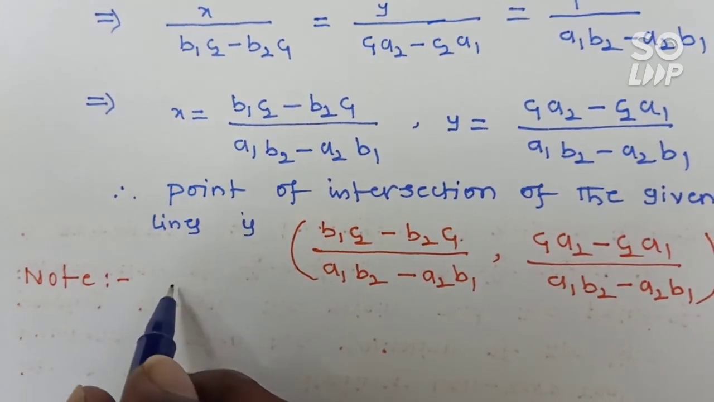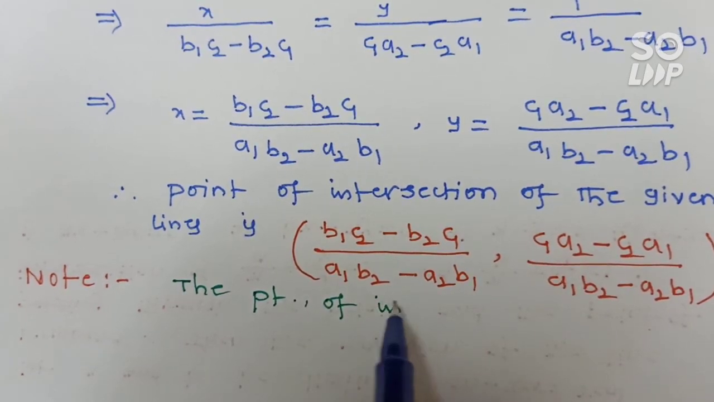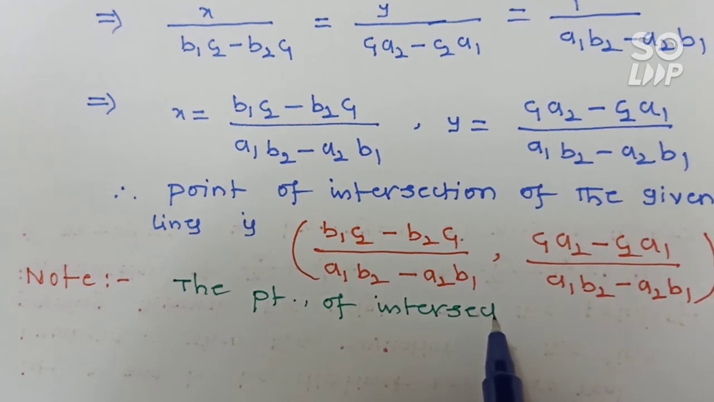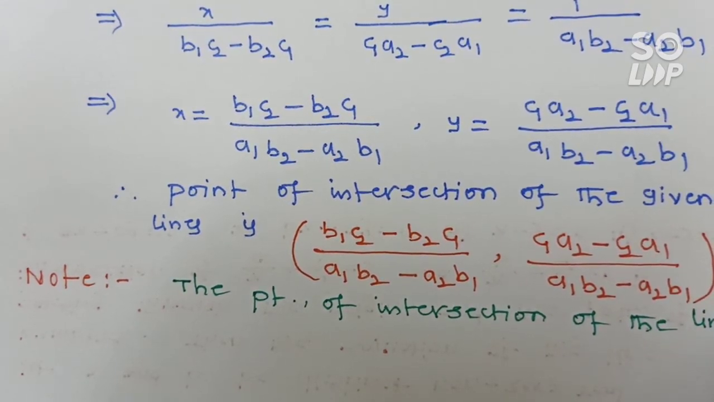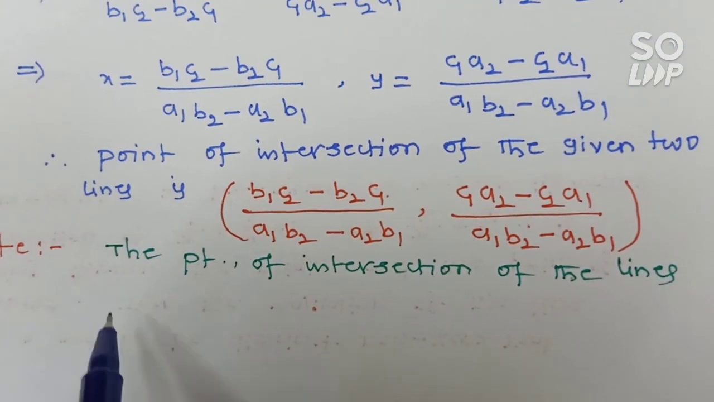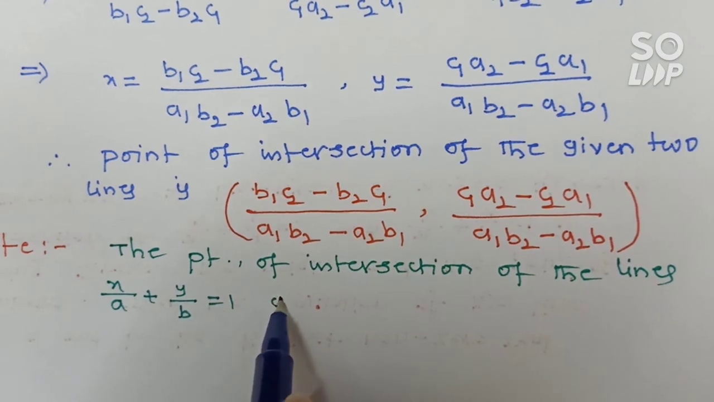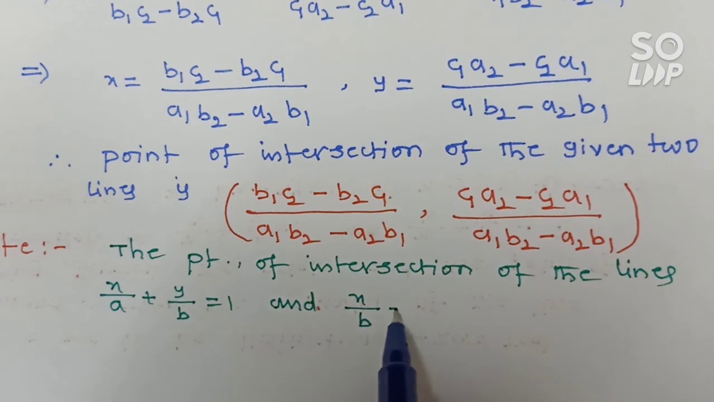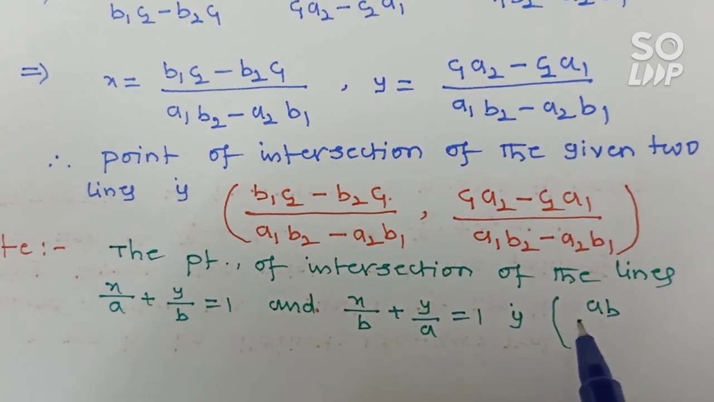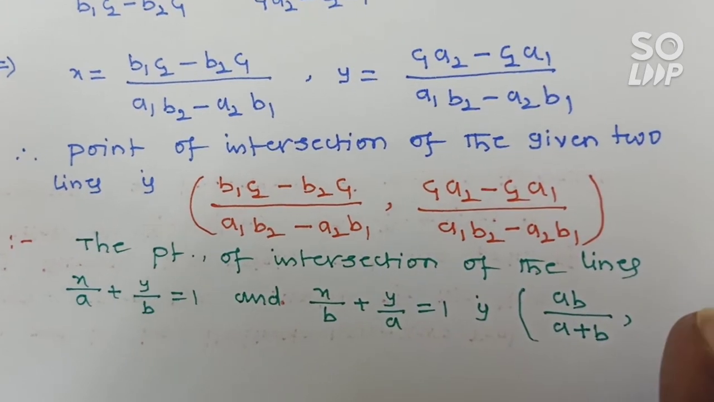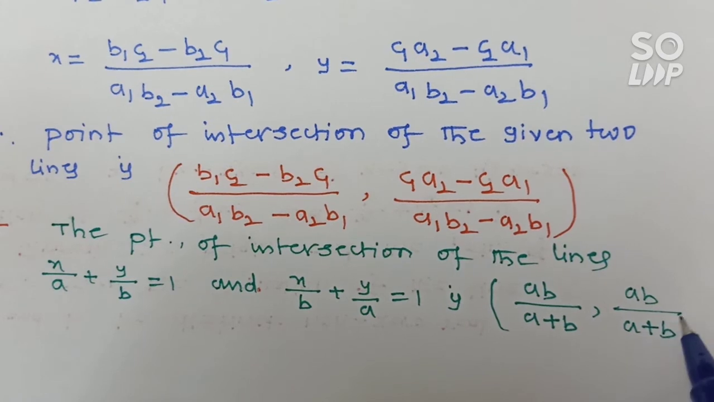Note. The point of intersection of the lines x by a plus y by b is equal to 1 and x by b plus y by a is equal to 1, that formula will be a into b by a plus b comma a into b by a plus b. So this is very important.